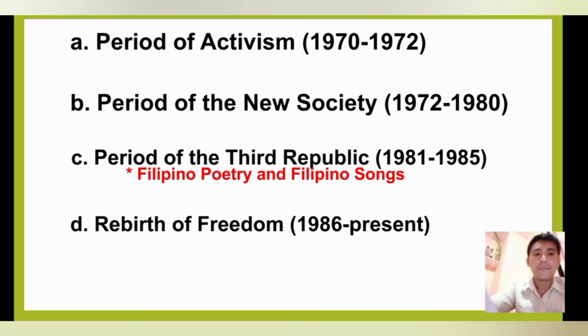Rebirth of freedom from 1986 up to the present. History took another twist. Once more, the Filipino people regained their independence, which they lost 20 years ago. In the span of 4 days, from February 21 to 25, in 1986, the so-called people power, lakas ng bayan, prevailed. Together, the people barricaded the streets, petitioning the government for changes and reforms.